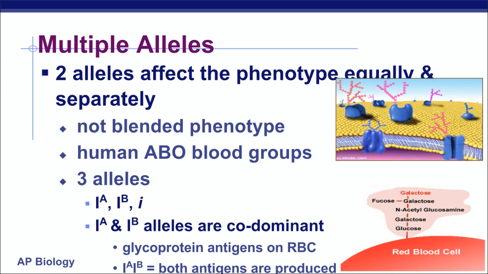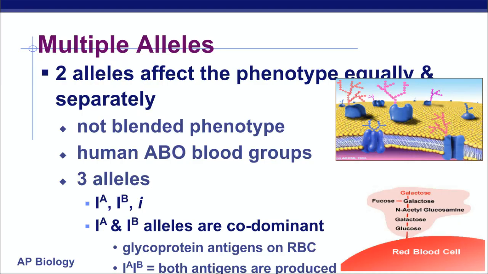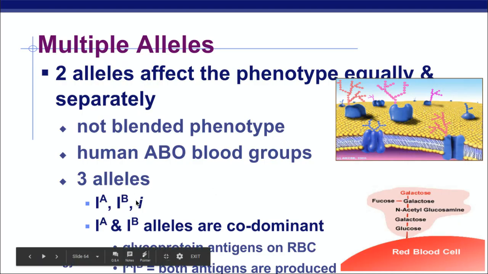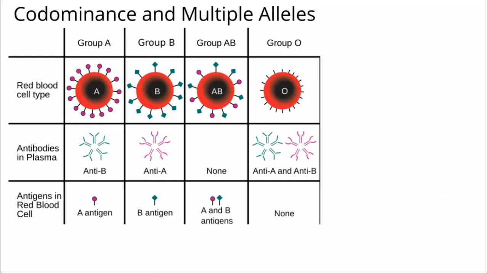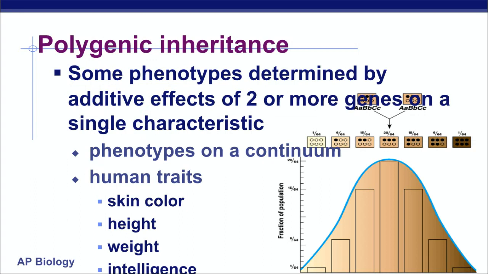However, if you have big B, little i, you have B; big A, little i, you have A; and I can't see, it's not showing down there. Darn it. Okay, and if you have little i, little i, you have O. Okay. And so you see you have your A antigen, B antigen, both antigens. Then we also have another factor going on here, and we have group O.